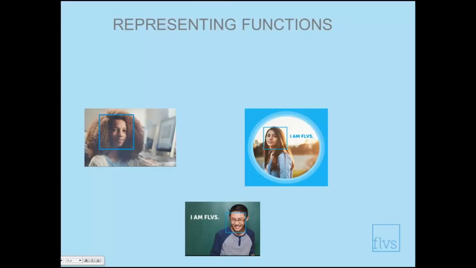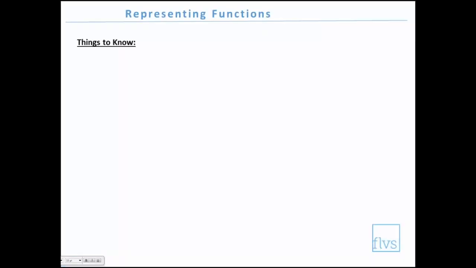Everyone, this is Mr. Tukin, and I wanted to go over this representing functions tutorial. When we're looking at representing functions, we're going to focus on three different things. We're going to talk about function notation.